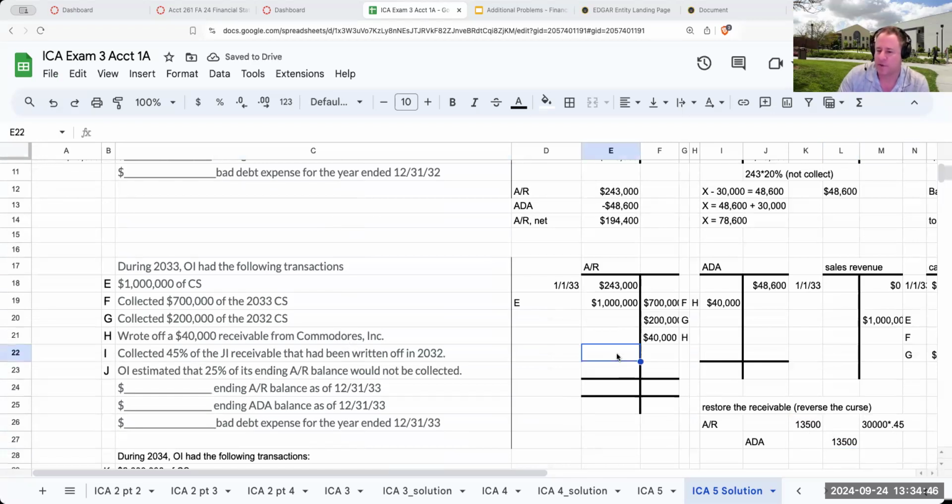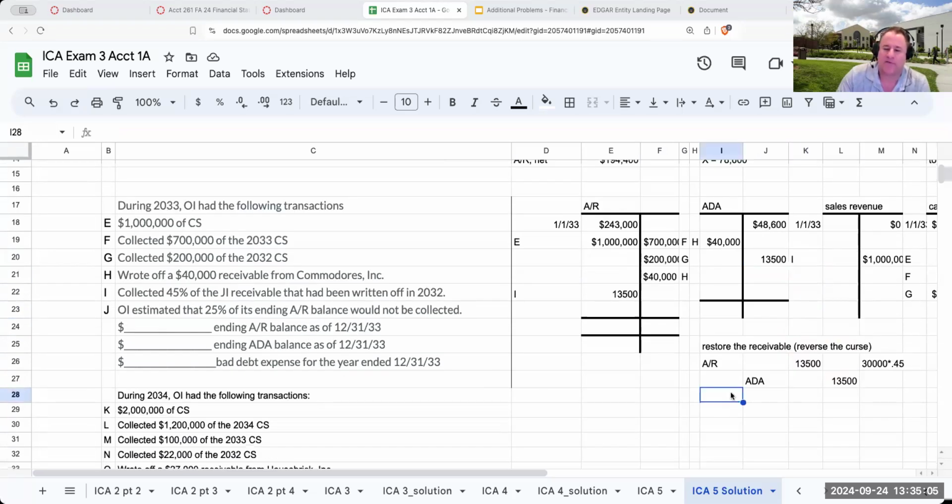So the first thing I'm doing is I am restoring the receivable. So this is going to be letter I, and I am crediting the allowance for doubtful accounts, or over here, letter I. Now, if I'm collecting it, I have to show the cash coming through. So I'm going to debit cash and I'm going to credit accounts receivable. So I have to reverse the curse, meaning that I've got to restore that receivable. Then I'm going to collect the receivable.